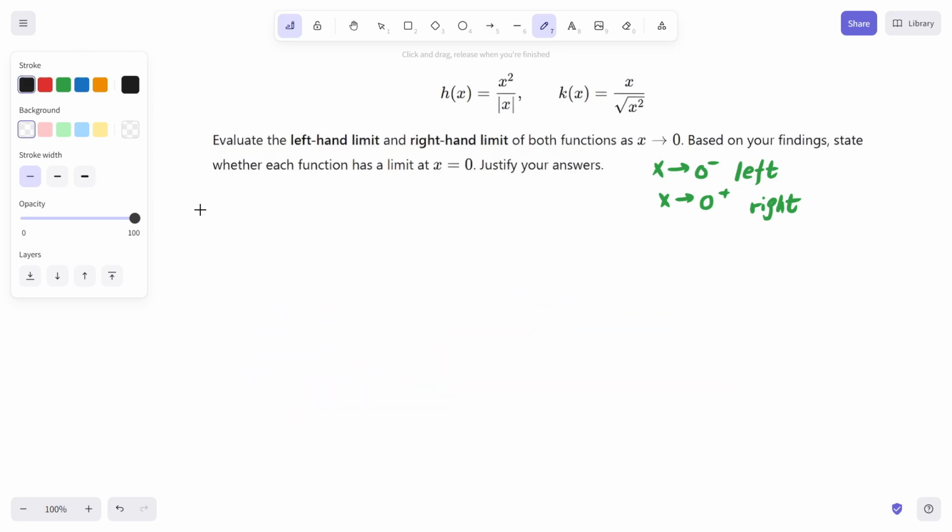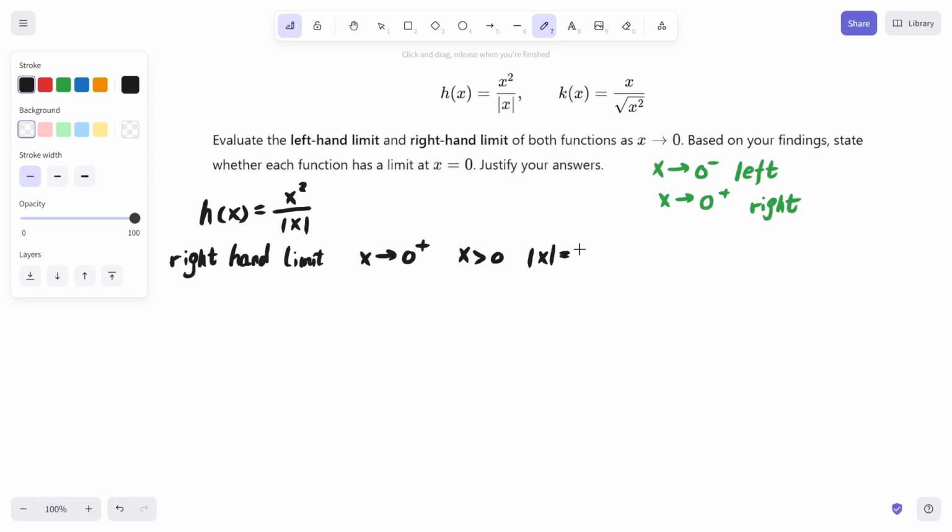Part 1 is analyzing the function h of x. First, let's examine the function h of x, which is x squared over the absolute value of x. We'll begin by approaching 0 from the right side, meaning x is slightly greater than 0. When x is positive, the absolute value of x is just x itself. So in this region, h of x becomes x squared divided by x. That simplifies to just x. So as x gets closer and closer to 0 from the right, the function value also gets closer to 0.